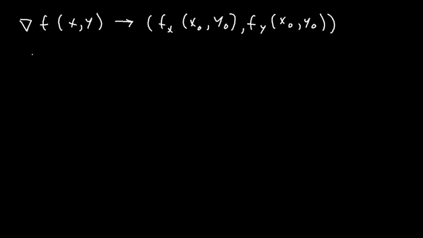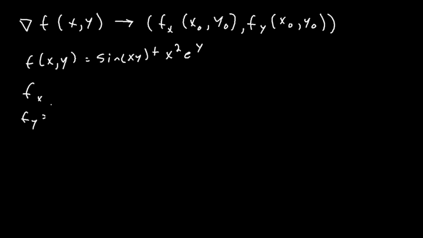So for the function sine of xy plus x squared e to the power of y, let's find the gradient for this. Well, the gradient is defined as the x partial paired with the y partial. So let's find the x partial first and then the y partial. The x partial in this case is y cosine of xy plus 2x e to the power of y.